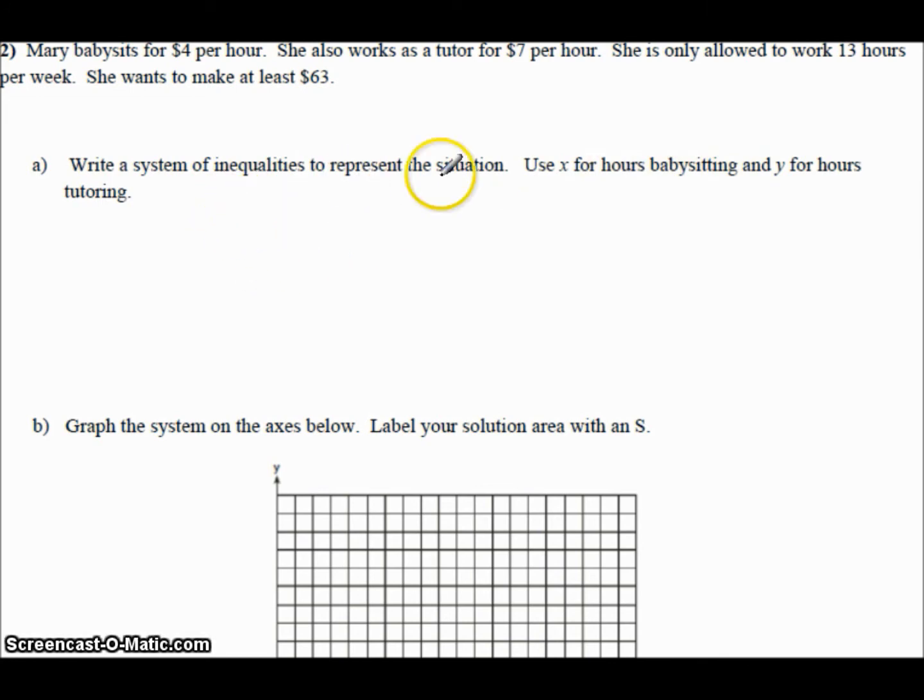So I'm going to start with the 13 hours per week. Well, she's got these 2 jobs. Then if I combine the hours, the X plus the Y, she can work only 13. She could work 13, but no more than that, so it's going to be less than or equal to.